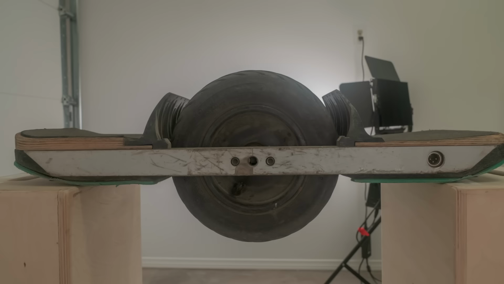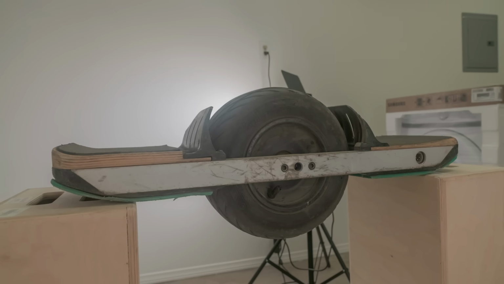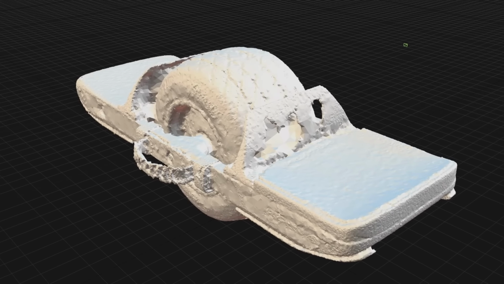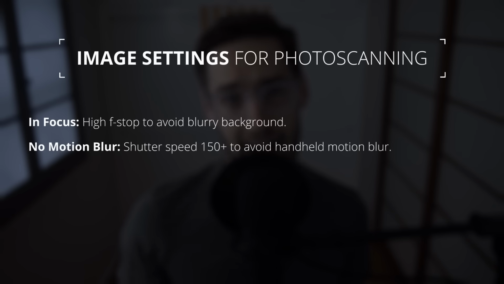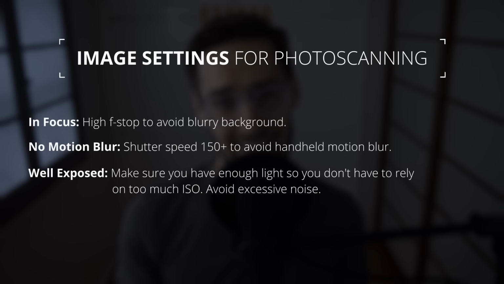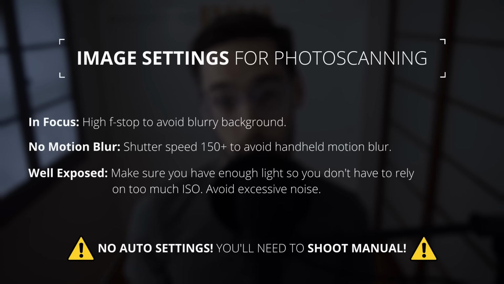So no matter what program you're using to process your scans, taking clean, well-exposed images is the most important part of the photogrammetry process. Without enough clean images, you'll either have a chunky scan or no scan at all. So it's crucial that your images are in focus with no motion blur, have enough light, and maintain consistent settings all the way through. So we want to shoot entirely manual.